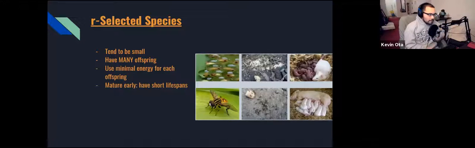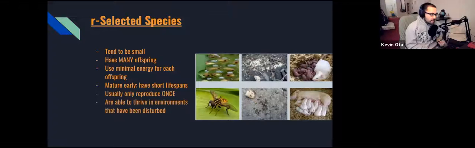Another thing about these organisms is that they mature very early, but that also means that they have very short lifespans. Fruit flies generally last 3 to 5 days after they've reached maturity. They usually only reproduce once in their lifetime, and they're able to thrive in environments even if they've been disturbed.